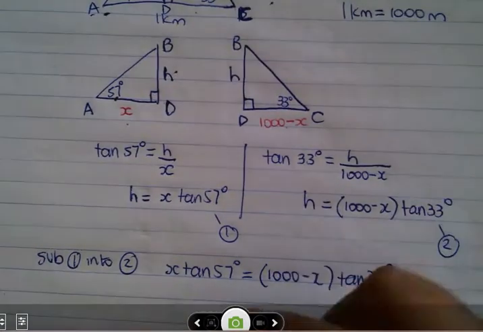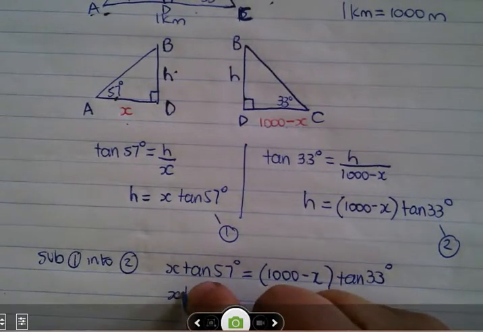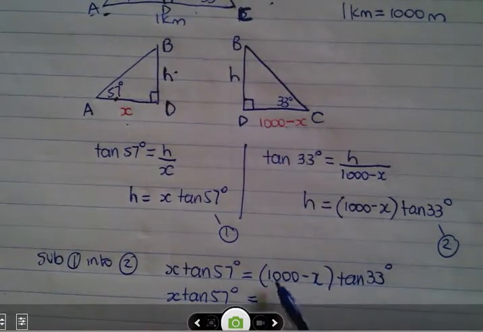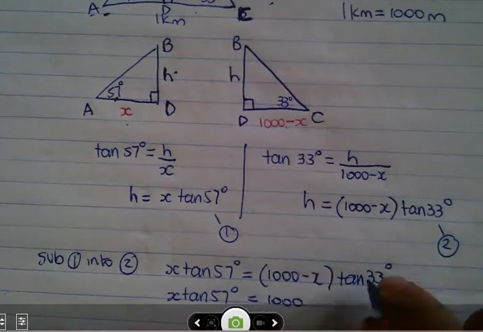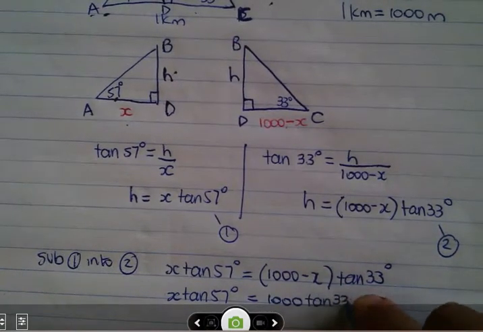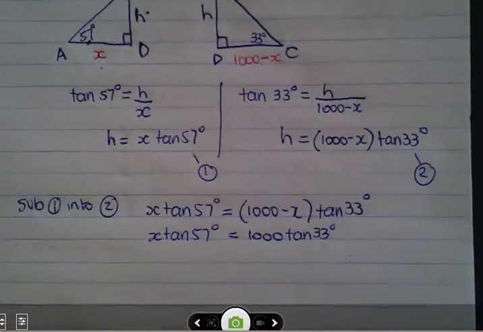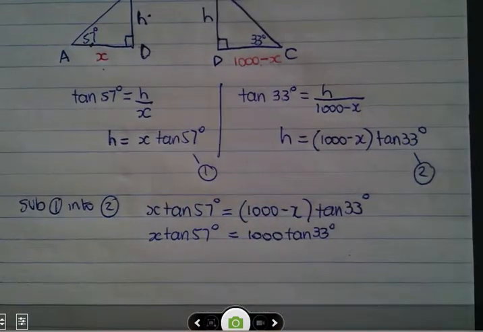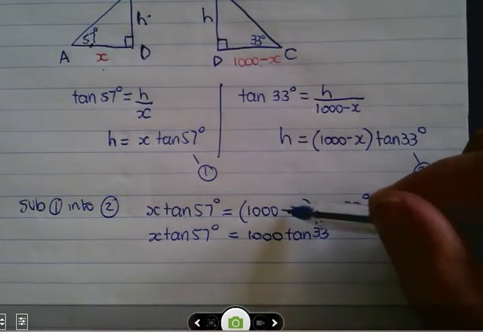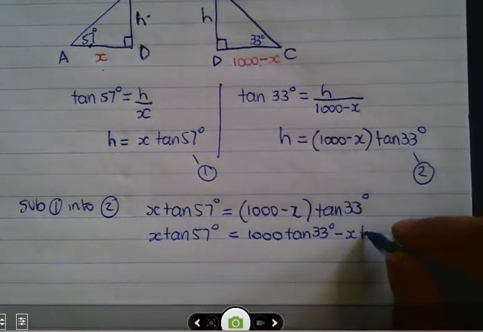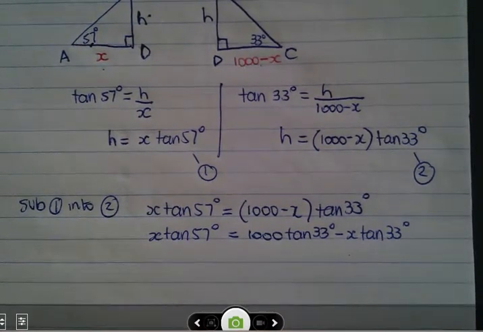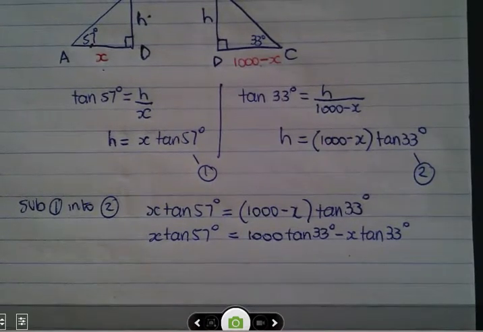Okay, now, so expanding, X tan 57 equals, what do I do? Expand the bracket, 1000 tan 33 plus or minus? 1000 times that. Remember the tan 33 could be out the front. It's that times tan 33 minus X times tan 33. Now we're trying to solve for X. I mean, I know we're trying to get H, but we're going to get X instead. What are we going to do now?